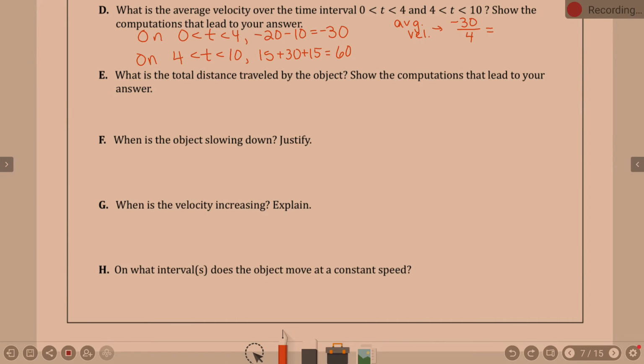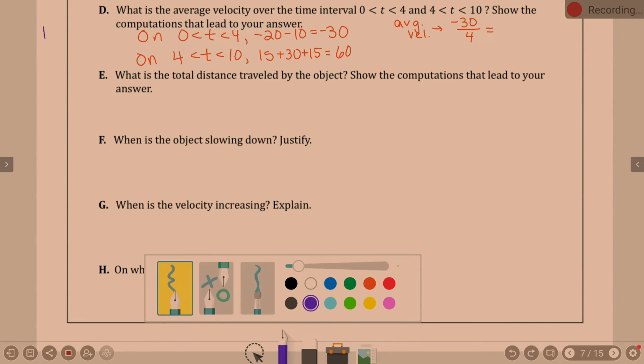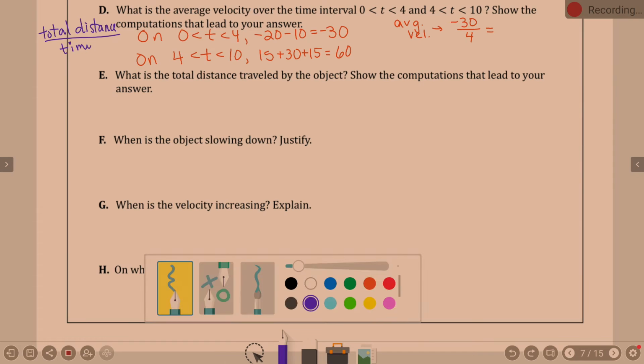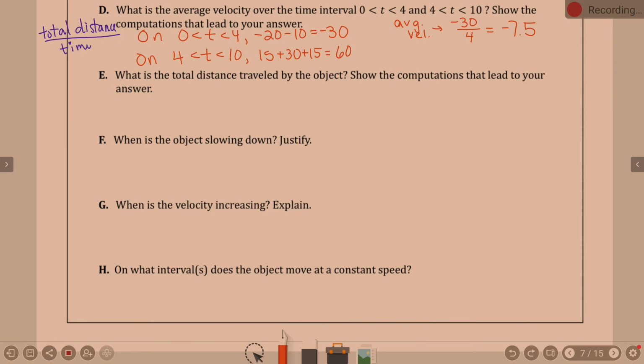And I feel like over here I should have probably put that we're doing total distance divided by time. And negative 30 divided by 4 is, I don't know, negative 7.5. Your other average velocity, the total distance is 60, divided by an elapsed time. What is 4 to 10? 6. And 60 divided by 6 is 10.